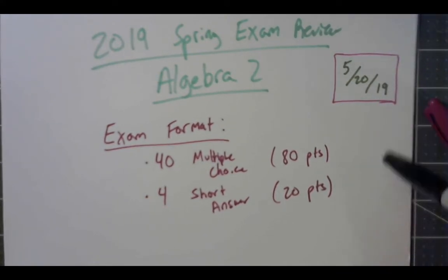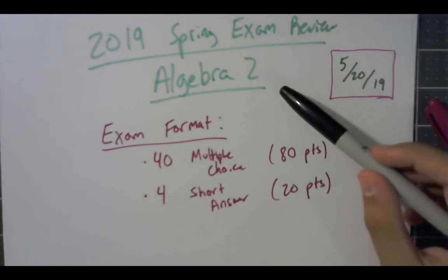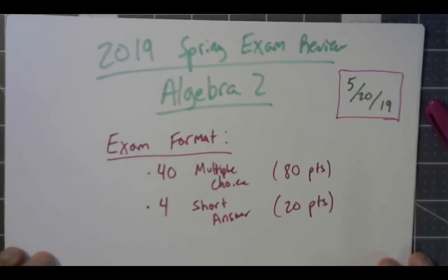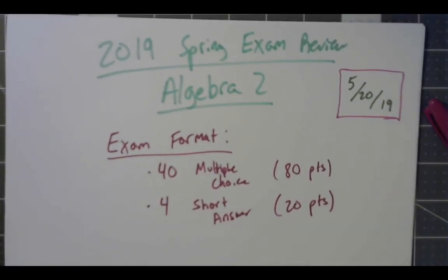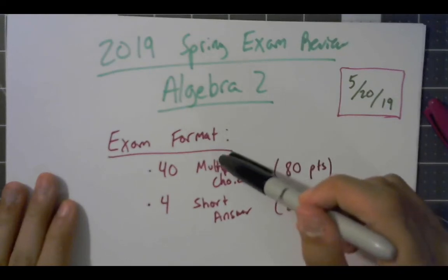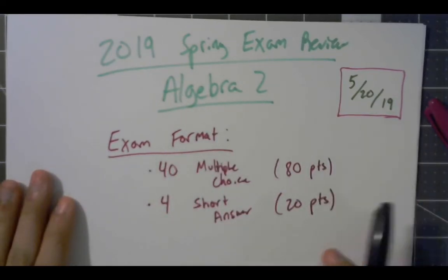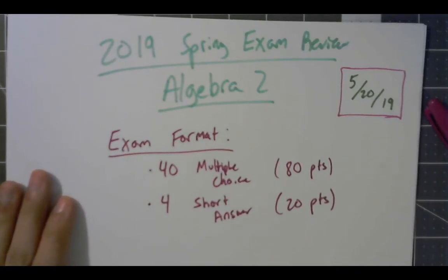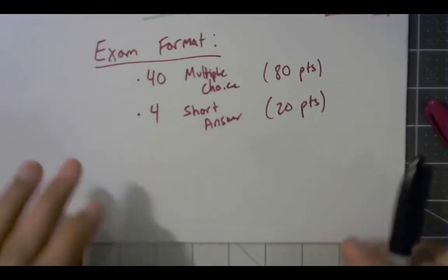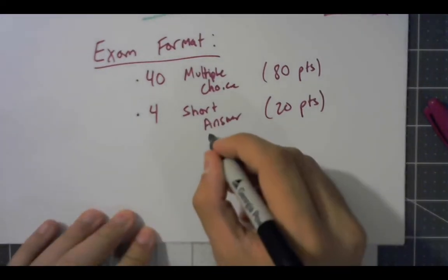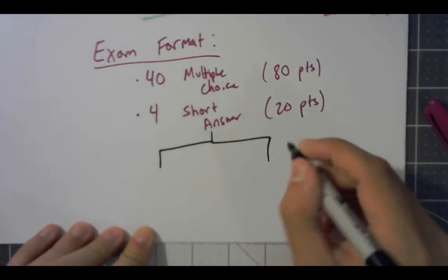So, this is Algebra 2 exam review. Any of my Algebra 1 students tuning in, you're out of luck. Stuff we've been talking about forever and ever. It is 40 multiple choice, that's worth 80 points. You have 4 short answer problems, that's worth 20 points. So let me elaborate on these actually.